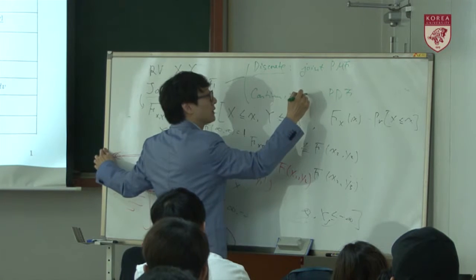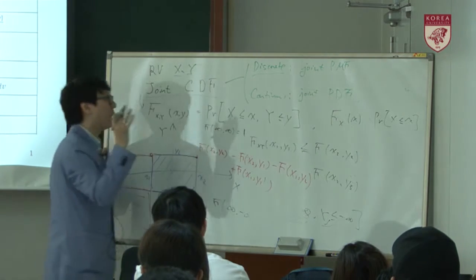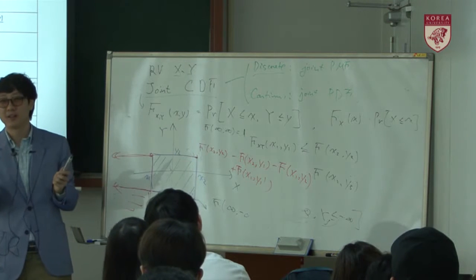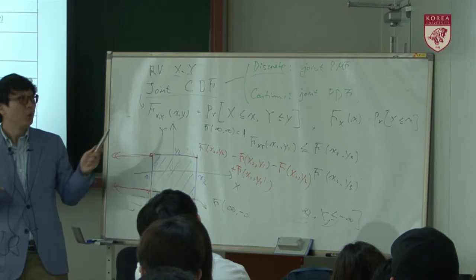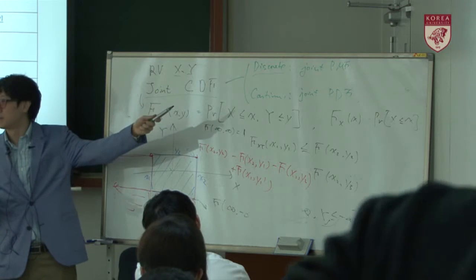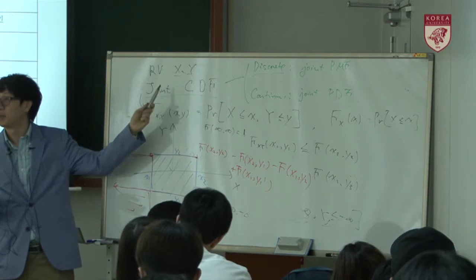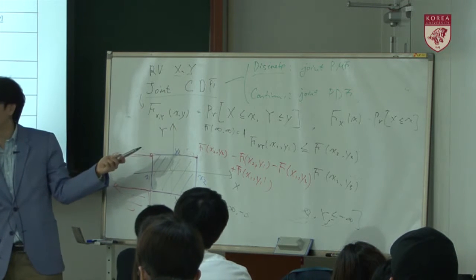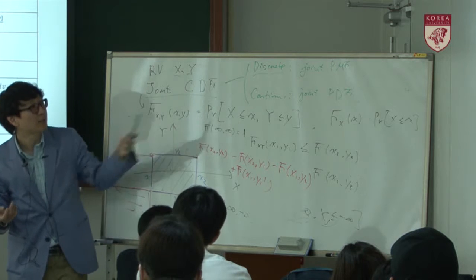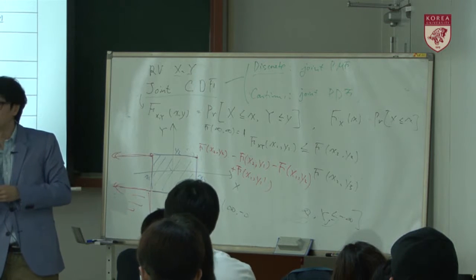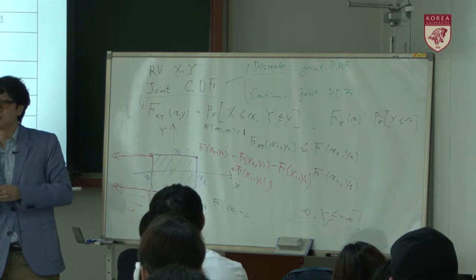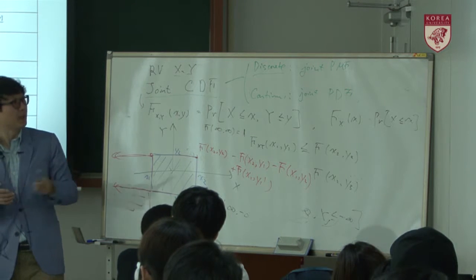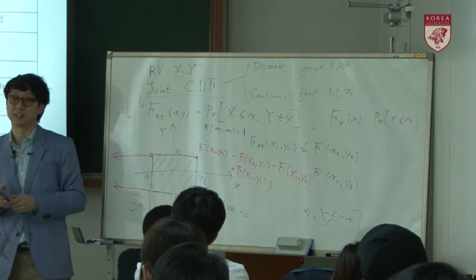You have the joint PDF. Again, if X and Y are both discrete random variables, we can calculate the joint PMF, probability mass function, from the CDF. If X and Y are both continuous random variables, then we can calculate the joint PDF. What happens if one is continuous and the other is discrete?